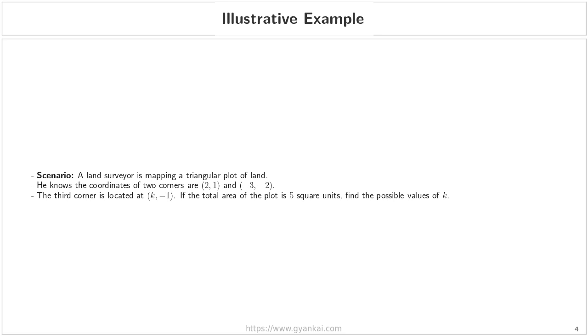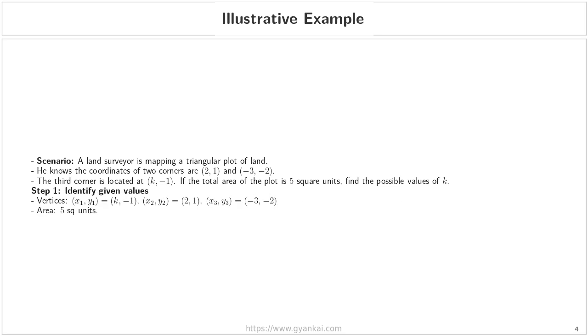If the surveyor knows that the total area of this plot must be exactly 5 square units, our task is to find the possible values for that unknown coordinate, k. Let's follow our step-by-step procedure. Step 1. Identify the given information. We list our 3 vertices as (k, -1), (2, 1), and (-3, -2).